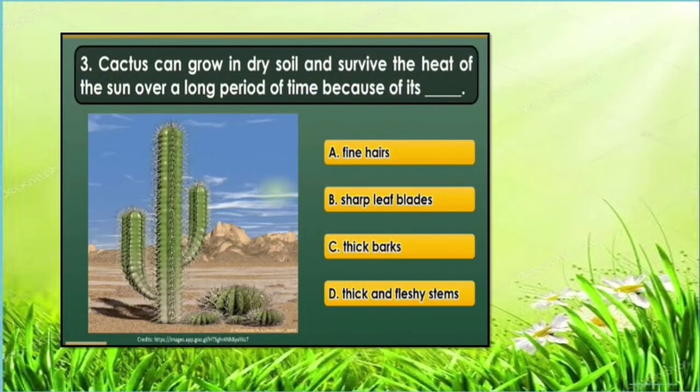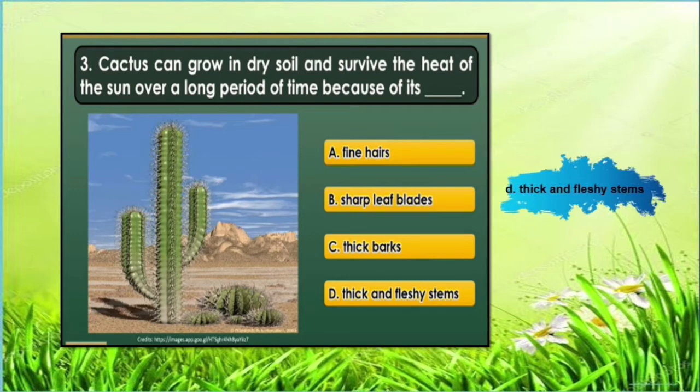Number 3. Cactus can grow in dry soil and survive the heat of the sun over a long period of time because of its A. Fine hairs. B. Sharp leaf blades. C. Thick barks. D. Thick fleshy stems. You got it right. It's letter D. Thick and fleshy stems.